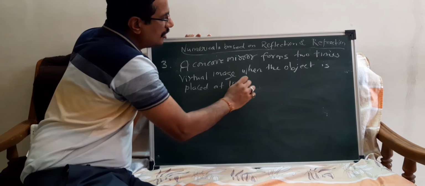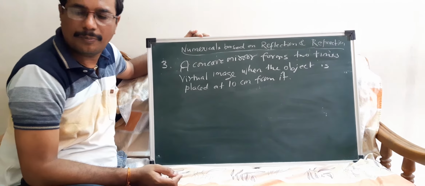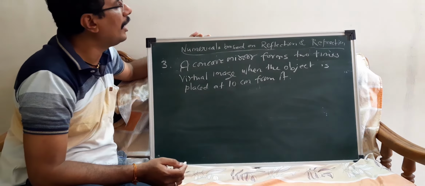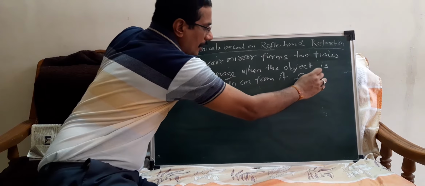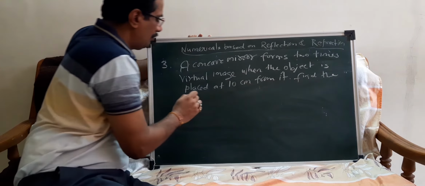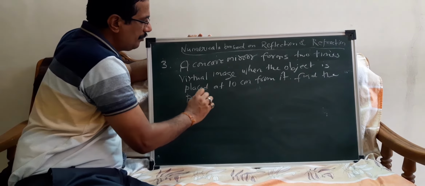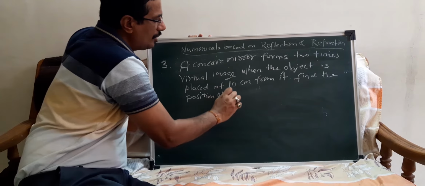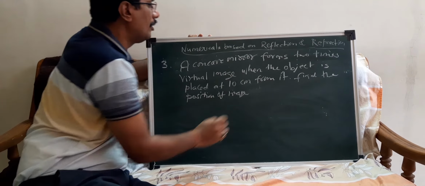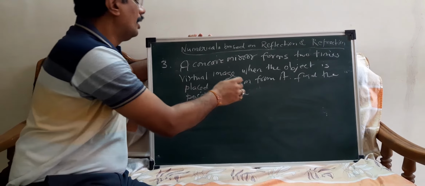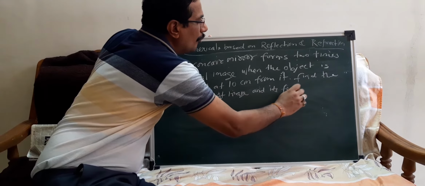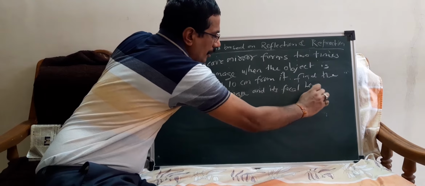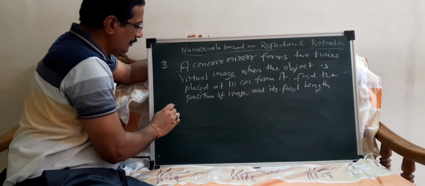Now what is the question here? You have to calculate the position of image and the focal length of the concave mirror.